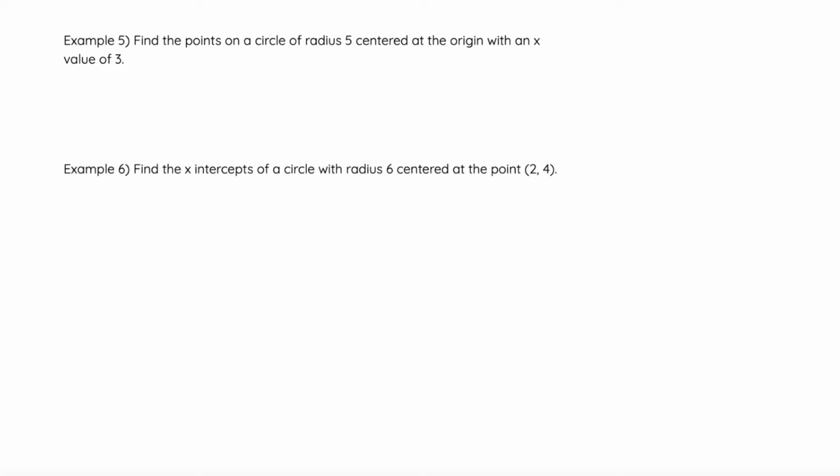I know that if I'm at the origin, my center is at 0, 0. I know that my x value is 3, but I don't know what my y value is. I also know that my radius is 5. And I also know that the generic form we can utilize, since I have the center at 0, 0 and I know my radius, is x squared plus y squared is 25, since 5 squared is 25. I also know that my x value is 3.